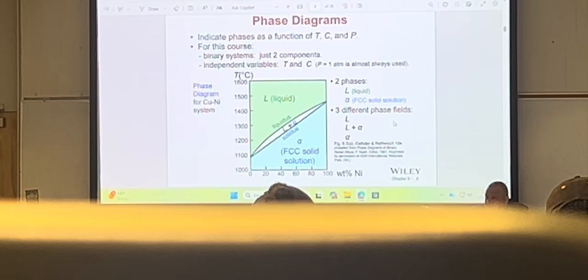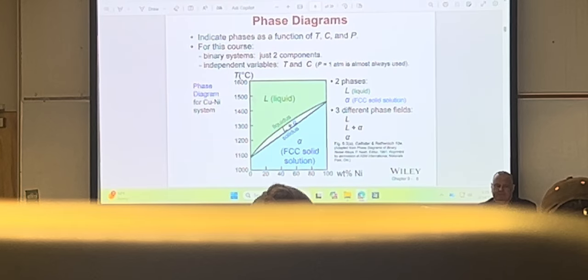This is a phase diagram. A phase diagram typically plots temperature on the vertical scale and composition on the horizontal scale. It can tell you what phases you're going to see in thermodynamic equilibrium.